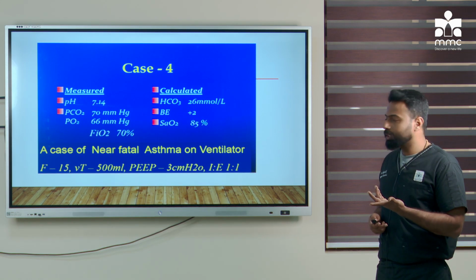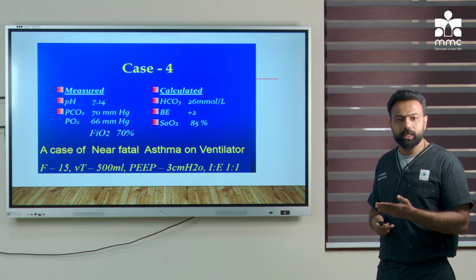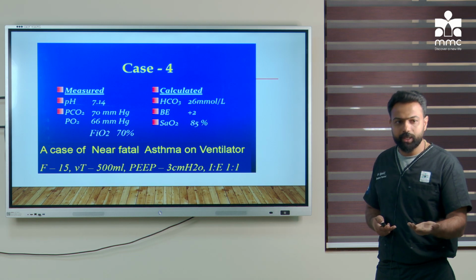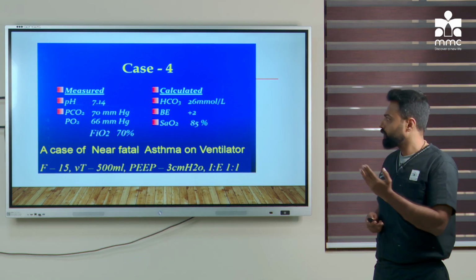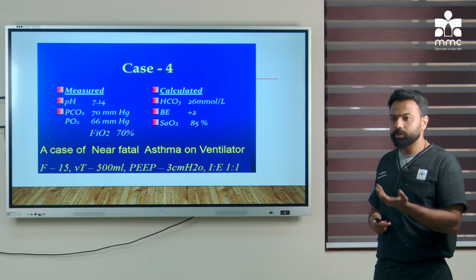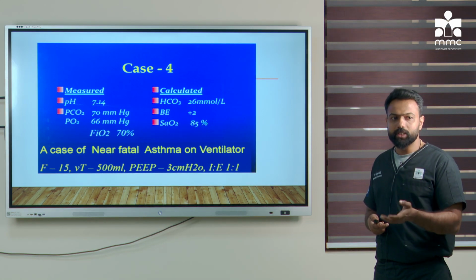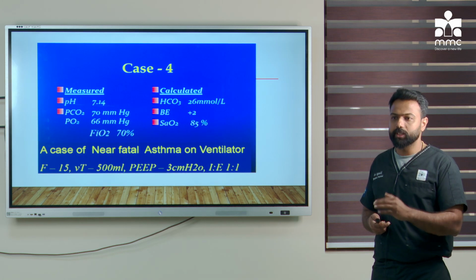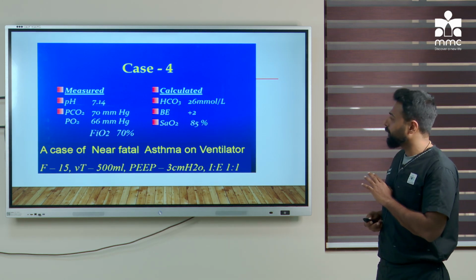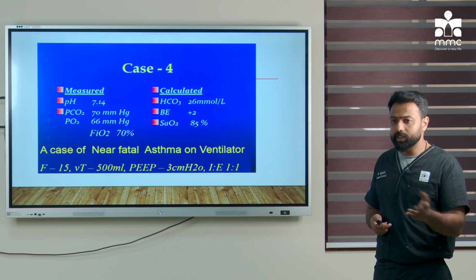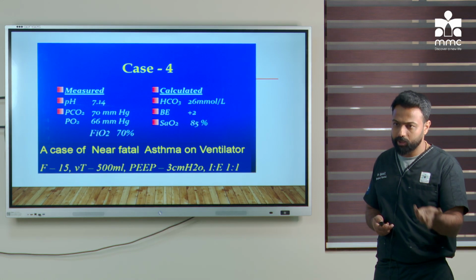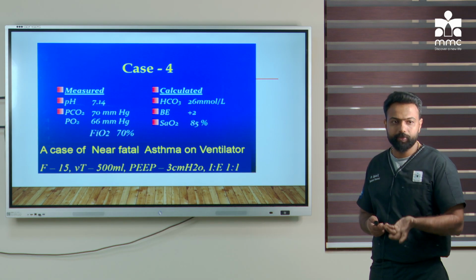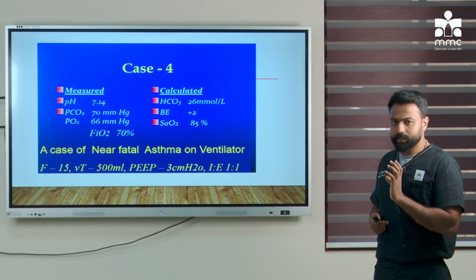So first you check the pH. pH is 7.14, which is acidosis. Whether the acidosis is due to respiratory or metabolic, you have to find out. So you have to look at the PCO2. PCO2 is 70 here. So that is maybe due to the carbon dioxide. So it is respiratory acidosis definitely. And look at the bicarbonate also. If the bicarbonate is low, an additional metabolic acidosis is possible. So the bicarbonate is not low here. So there is no metabolic acidosis. So there is a respiratory acidosis.